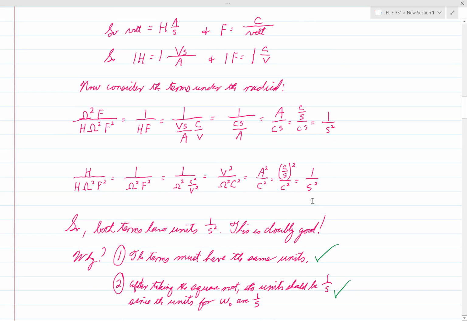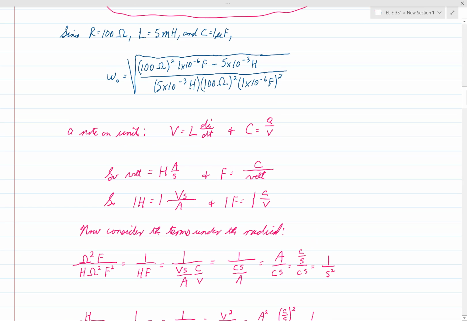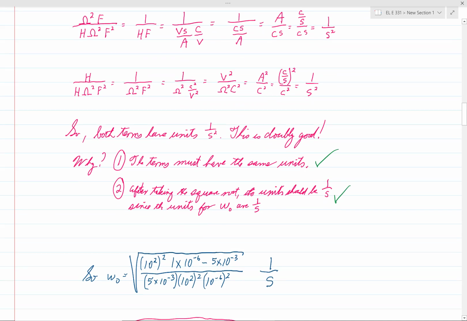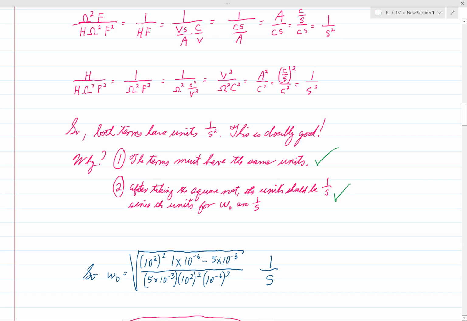second squared, because that means that the overall expression has units of 1 over second squared, and then remember, we take the square root of it, so what will the final units be? It's the square root of 1 over second squared, which is 1 over seconds, which is what we know the units for omega naught should be. So this is great. This gives us a lot of confidence that we've done this problem correctly. And so now we proceed.